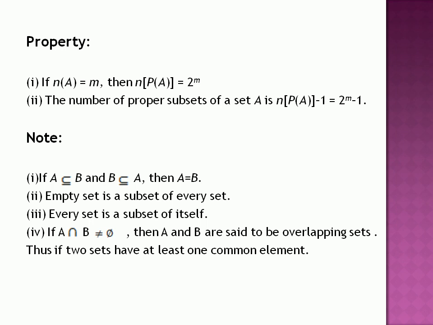Next one, second one, number of proper subsets. I told you at least one element we must reduce from this. So n of P of A minus 1 is equal to 2 power m minus 1. This is the formula for finding the number of proper subsets. So the number of proper subsets is 2 power m minus 1.